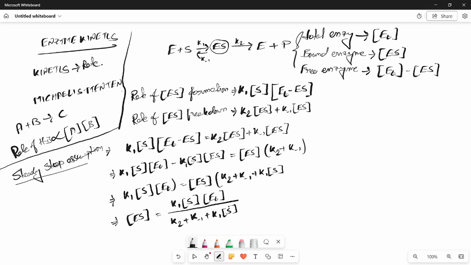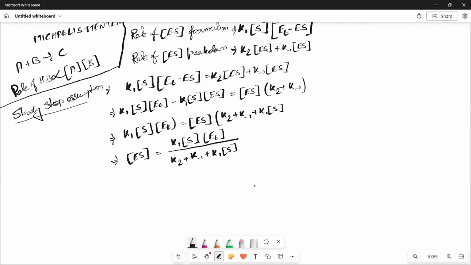Okay, then from here what we can do, we can keep this K1 as a constant, and it will look like this. ES equals total enzyme divided by S plus (K2 plus K minus 1) by K1.